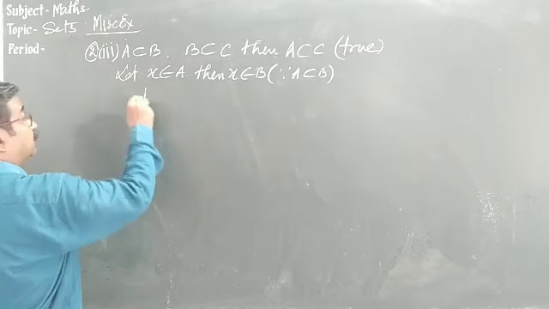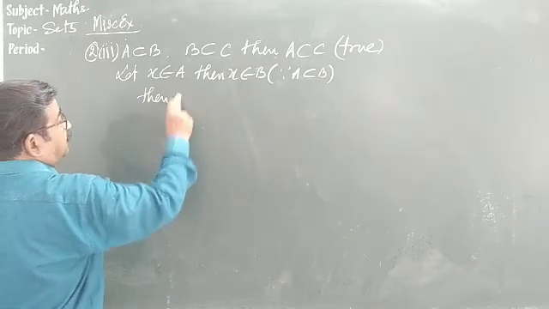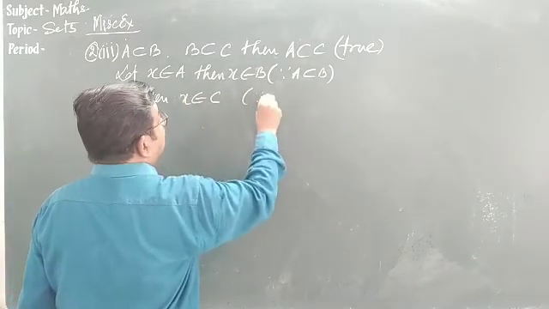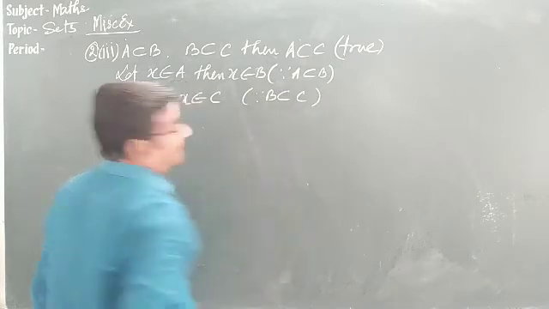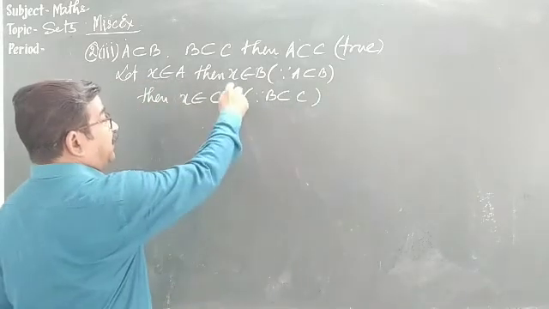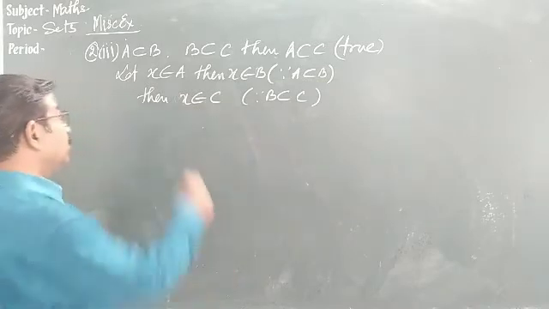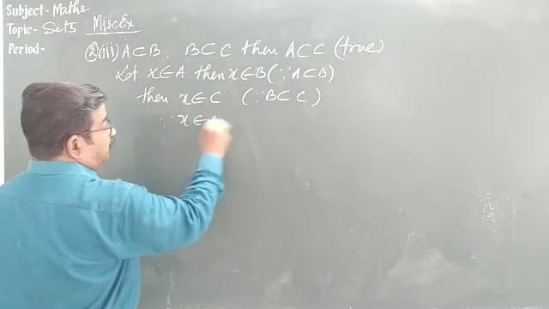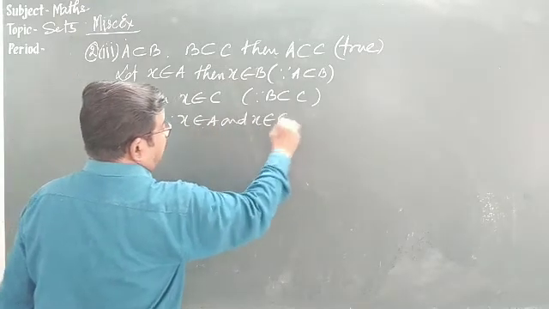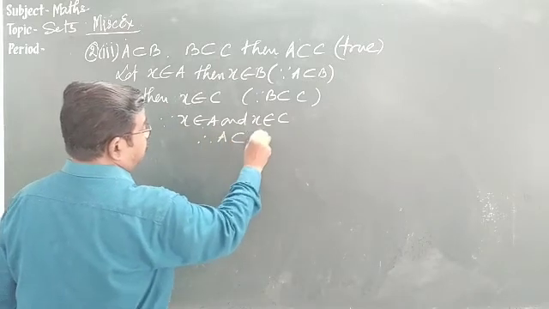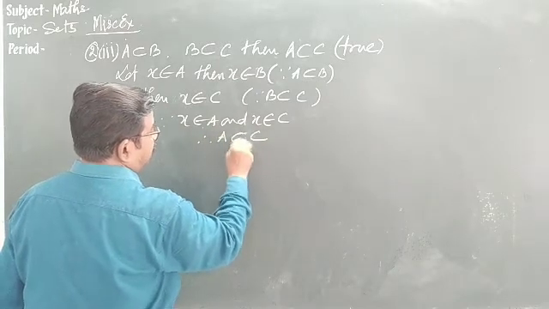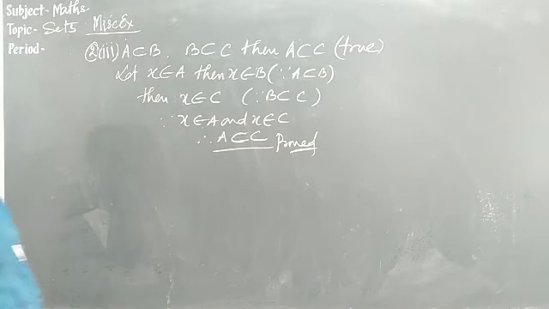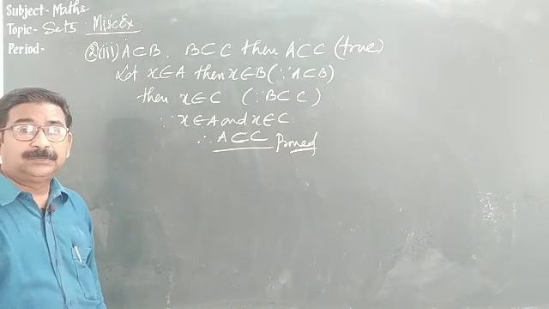Then x belongs to C also. Why? Since B is a subset of C, because all the elements of B are found in C. So if an element is in B, then the element is in C. So here the element is in A and the element is in C. Since x belongs to A and x belongs to C, therefore A is a subset of C. Proved. This is the third part. Is it okay?